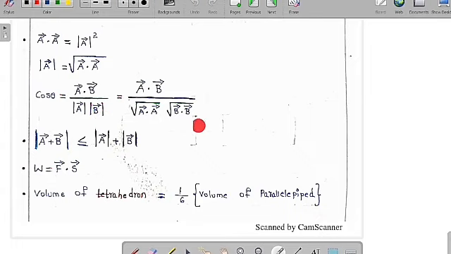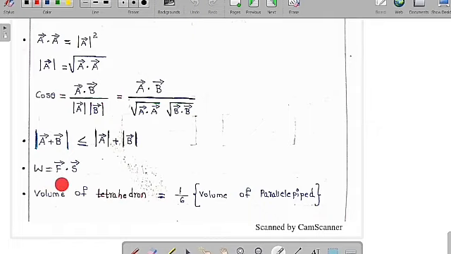This property I also already told you: the magnitude of a bar plus b bar is always less than or equal to the magnitude of a bar plus the magnitude of b bar. As I have already told you for the triangle concept, the third side length should always be less than or equal to the sum of the individual sides, and it should always be greater than or equal to the difference of the remaining two sides. That is the meaning of this one.